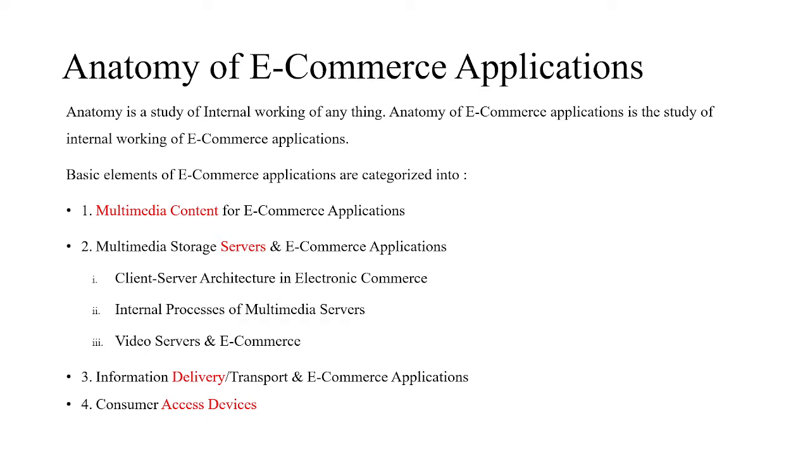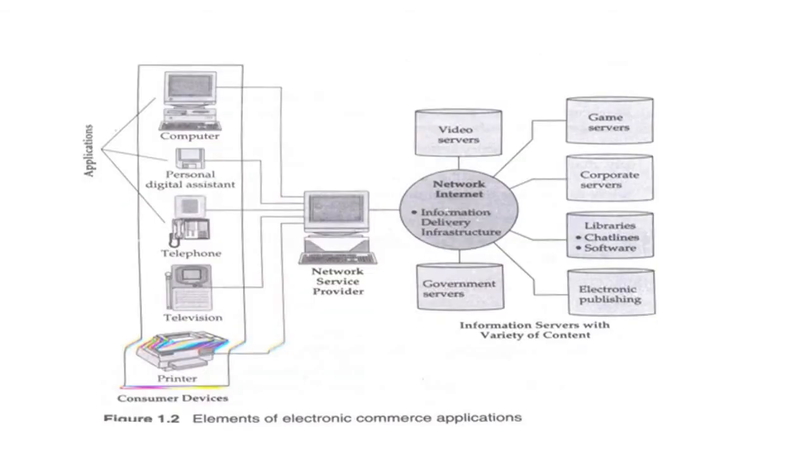So, the basic elements of e-commerce applications are categorized into four. 1. Multimedia content. 2. Multimedia storage servers. 3. Information delivery or transport. 4. Consumer access devices. So these are the four basic elements of e-commerce application. Now let us see how these elements are interconnected with each other.